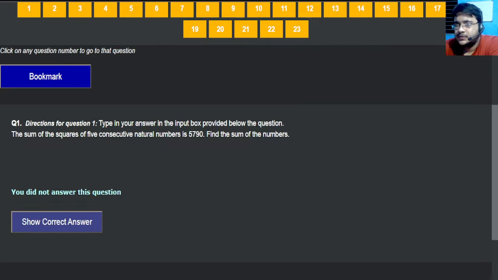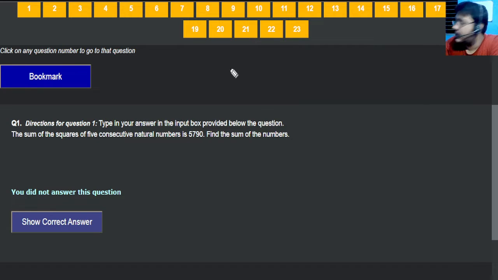So the question says the sum of the squares of 5 consecutive natural numbers is 5790. Find the sum of the numbers. First up, if this question is easy for you, then your preparation is on the right track. And if you have no clues about this question, then I'm sorry to tell you, but maybe you are going somewhere wrong. So you need to really brush up things, and that too quite fast.